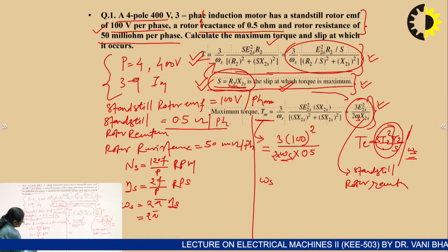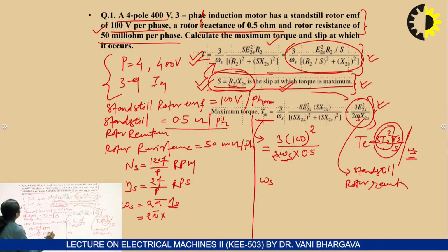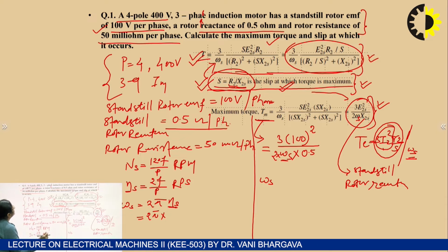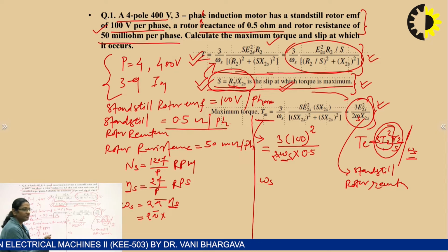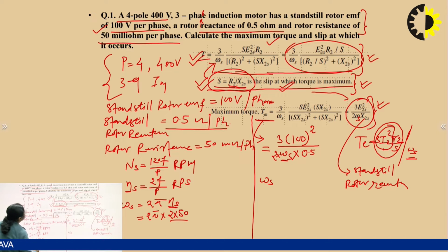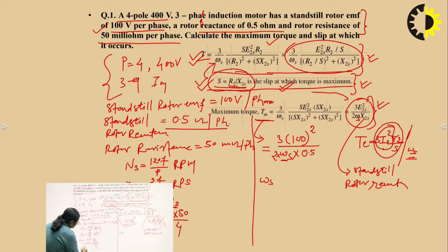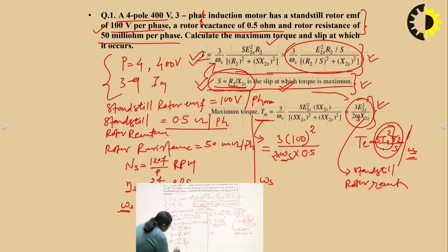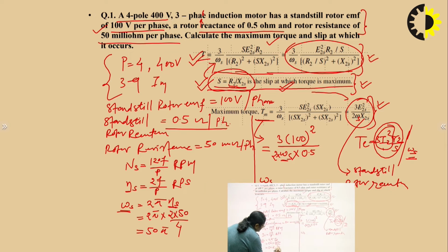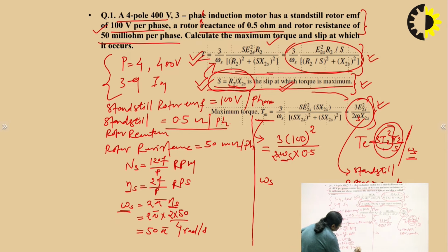So I can very well write here 2 pi into the frequency, and the frequency is not given in the question. When it is not given in the question, we assume the frequency to be 50 hertz only. So it is twice f upon p. For ns, I have to put 2 times 50 upon the number of poles. Number of poles given are 4, right? So simplifying this equation, we'll get omega s as 50 pi radians per second.